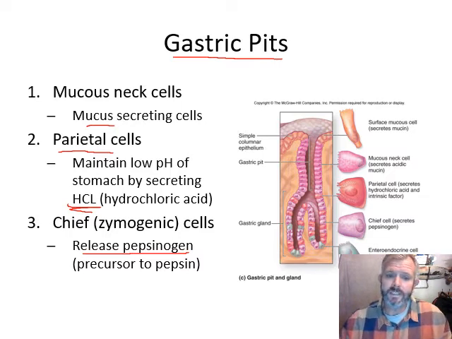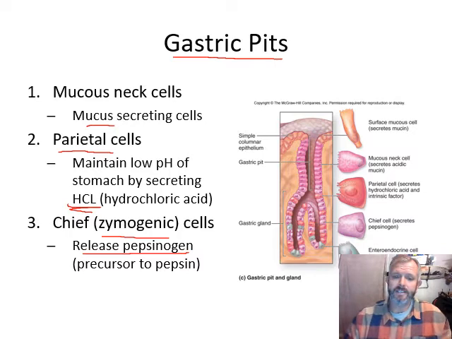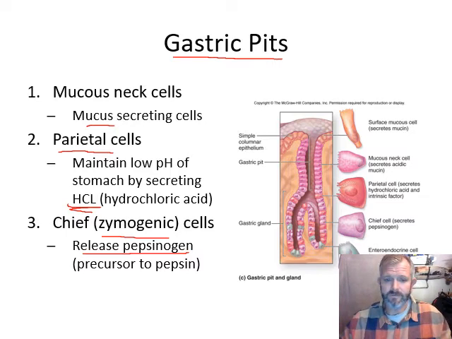And what we see, they're also called zymogenic cells, and pepsinogen is actually what is released by these cells. It's a zymogen. Zymogen meaning it is inactive. It's an inactive enzyme. So pepsinogen is inactive. And why might we want to do this?